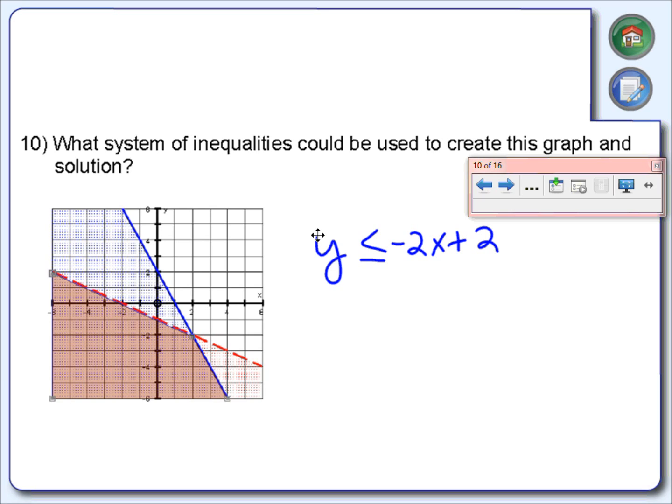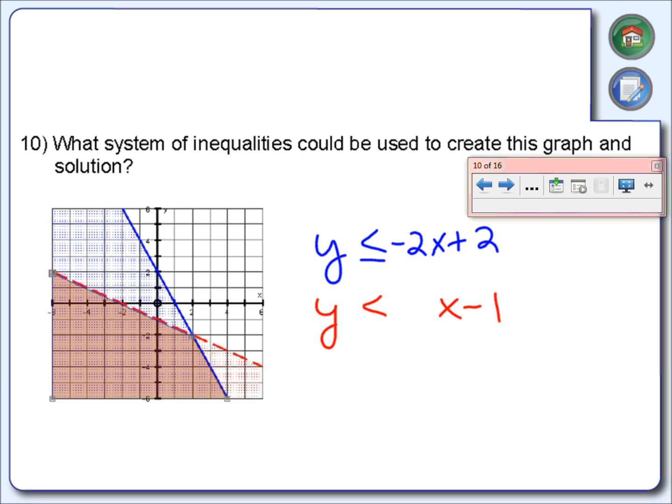Now I need one for the red one. All right, so here we go. Again, look at the shading. Notice the shading is to the bottom of the line, which means we're going to need a less than. Do I need an equal on this one? Not this time, because this time it's a dotted line. So the next thing I'm going to need is the slope and the y-intercept. Let's start with the y-intercept. Y-intercept on this one is going to be a negative 1. So over here we should have minus 1.